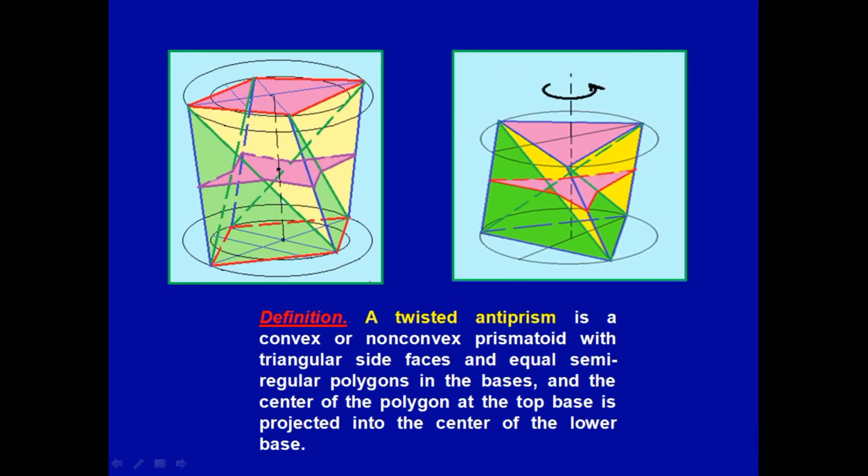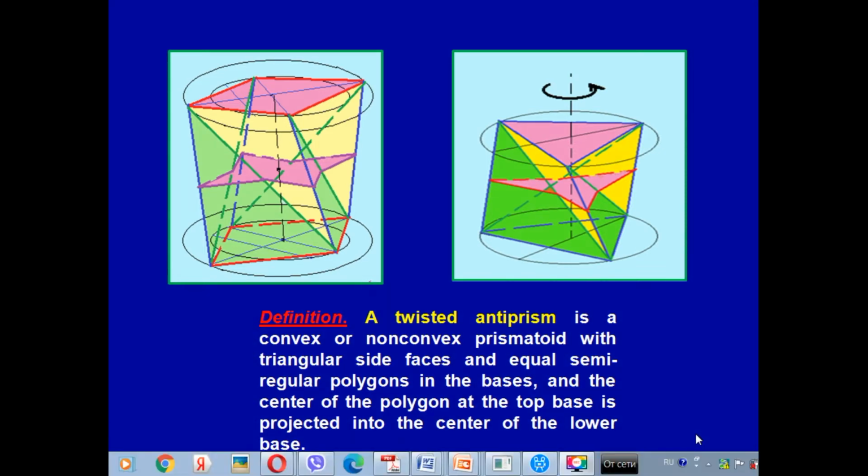Next, a twisted antiprism is a convex or non-convex prismatoid with triangular side faces and equal semi-regular polygons in the bases, and the center of the polygon at the top base is projected into the center of the lower base.